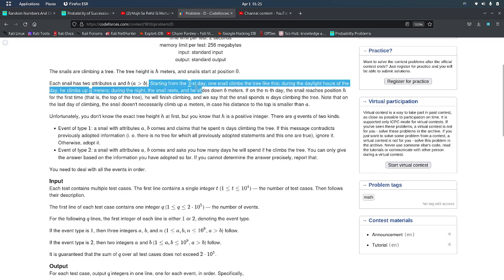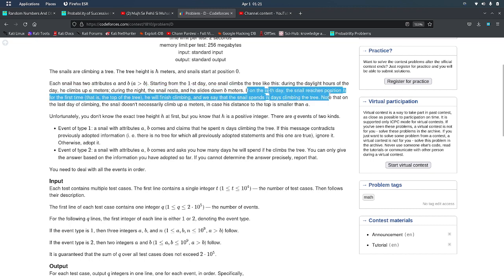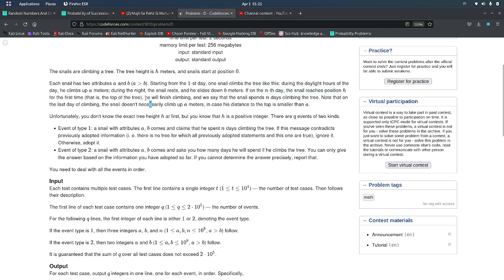During the daylight hours of the day, he climbs a meters. During the night, the snail rests and slides down b meters. If on the nth day the snail reaches position h for the first time, he will finish climbing, and we say that the snail spends n days climbing the tree. Note, on the last day of climbing, the snail doesn't necessarily climb up a meters in case his distance to the top is smaller than a.